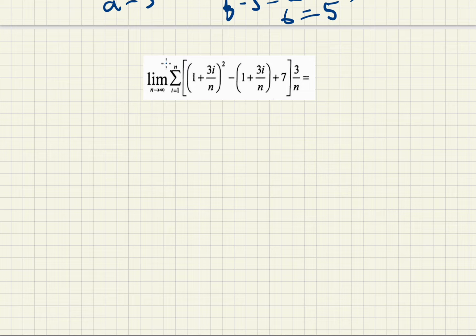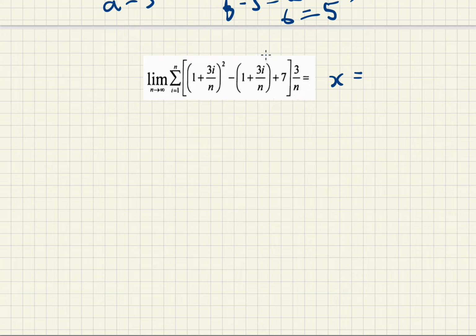Find the definite integral of this limit. Now, like I said, our first step is to identify the x value. The x value is always, firstly, if it's repeated, that's probably the x value. So in this case, you can see that 1 plus 3i over n is our x value. And to solidify that, we also know that the x value should contain i over n, right?